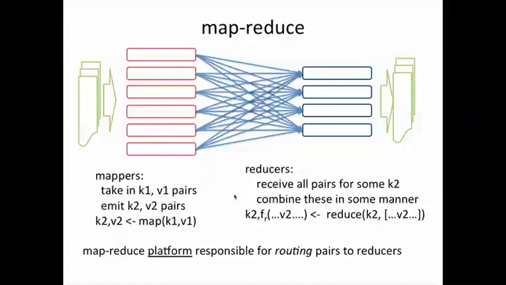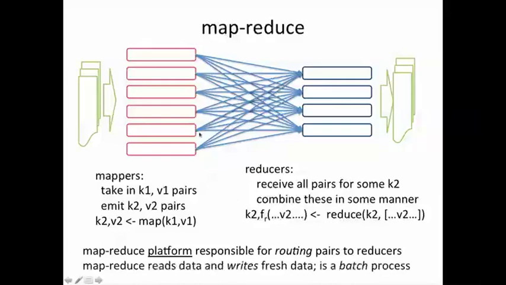MapReduce essentially sorts the key value pairs that come out of the map phase so that they land up in the right place. The final very important point to note is that the MapReduce process reads data, possibly from a file system or a database, and writes fresh data. So it's a batch process that always produces more data. Very different from a database where one is querying data and just getting an answer.